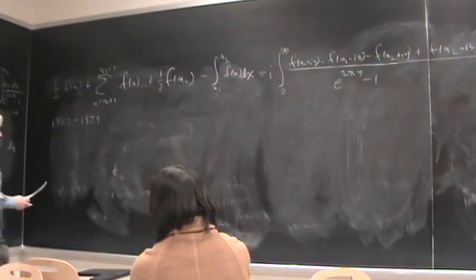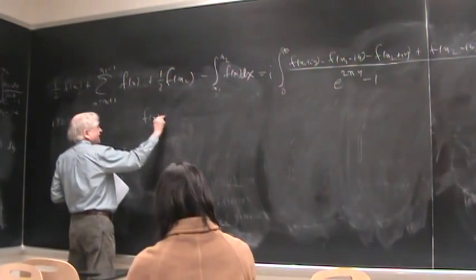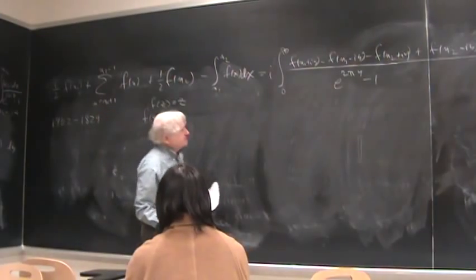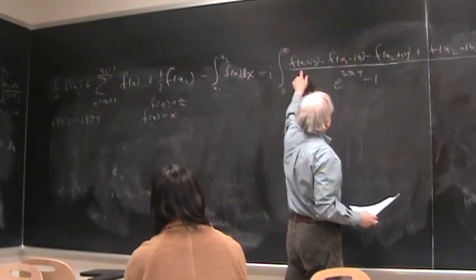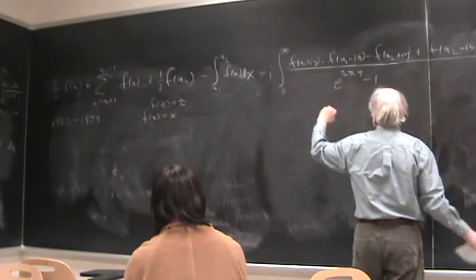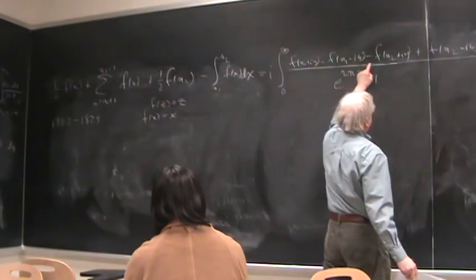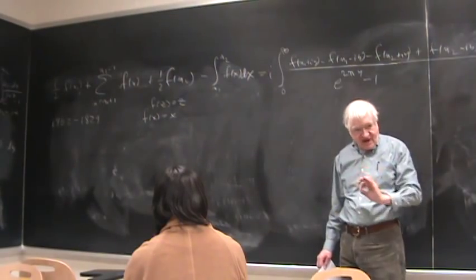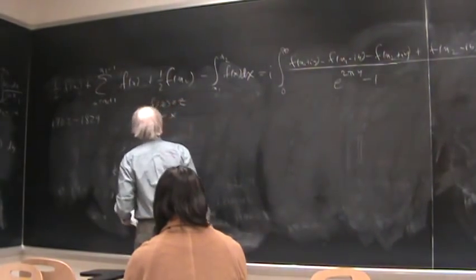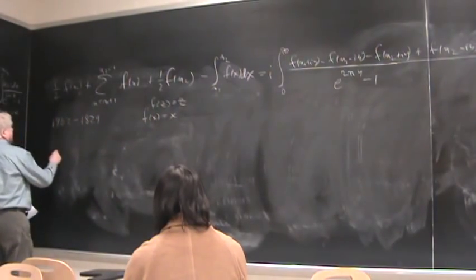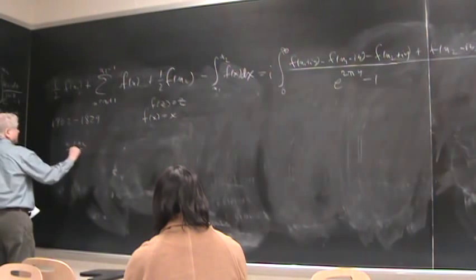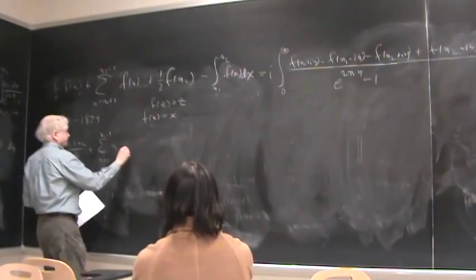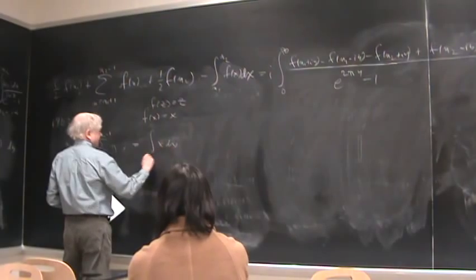A particular example is the case f of x just equals x, so f of z is just z. Then what you see is that these guys just cancel. You get the n1s obviously canceling and the n2s canceling. But here you have 2iy and then minus 2iy there. So in fact, the correction term vanishes for this case. And then what you get is just simply n1 plus n2 over 2 plus the sum of n from n1 plus 1 to n2 minus 1 is equal to the integral of x dx from n1 to n2.